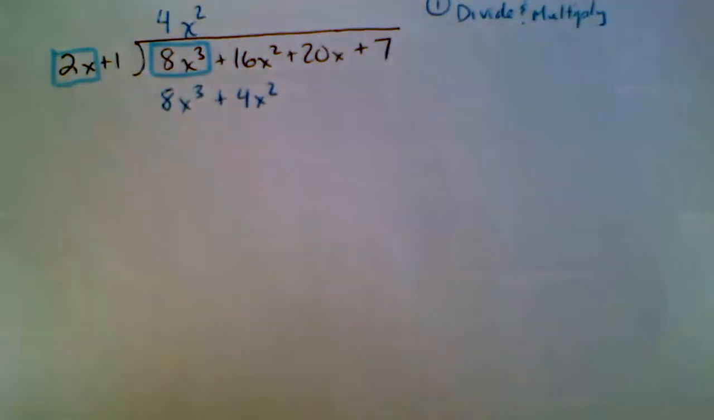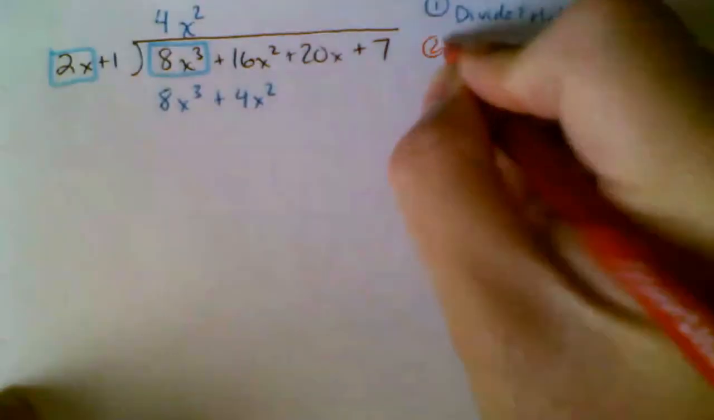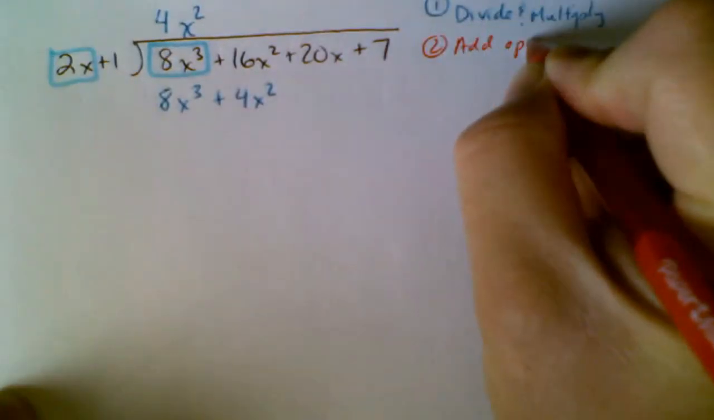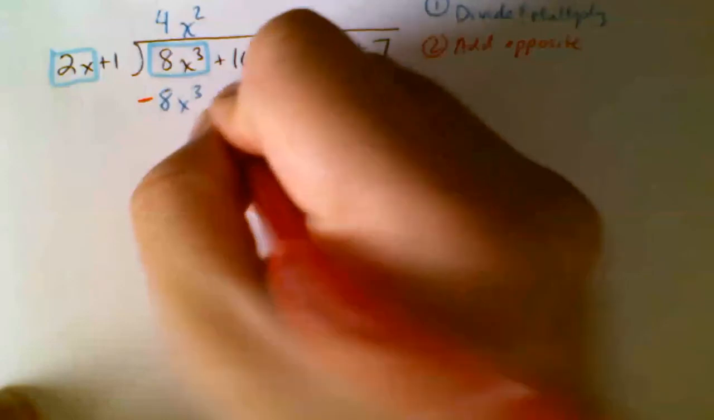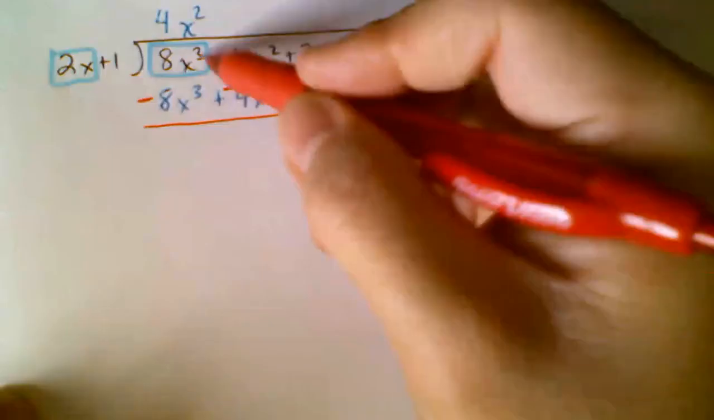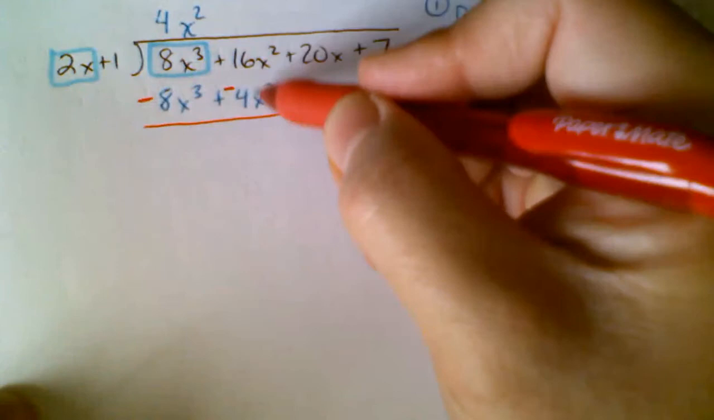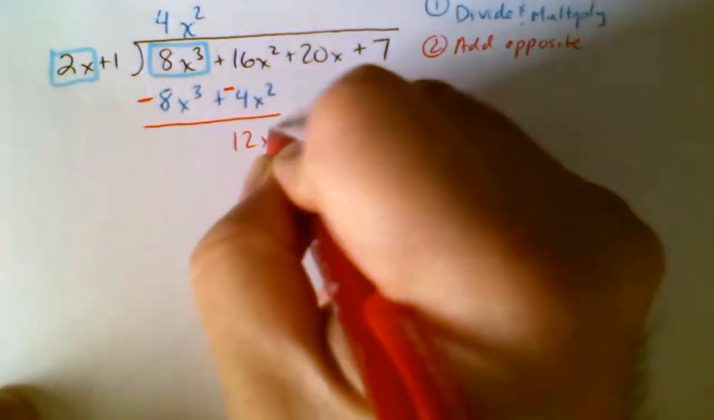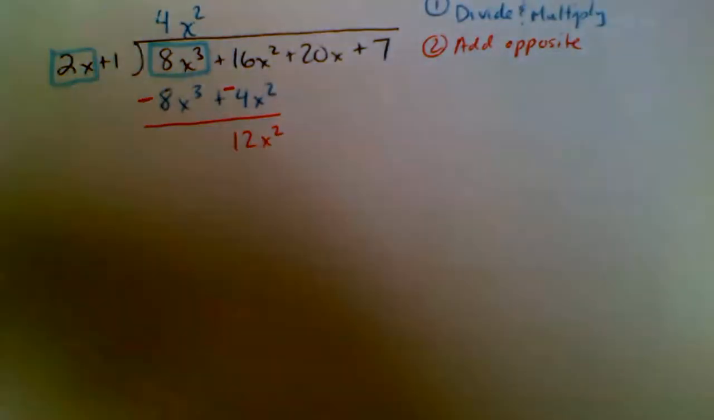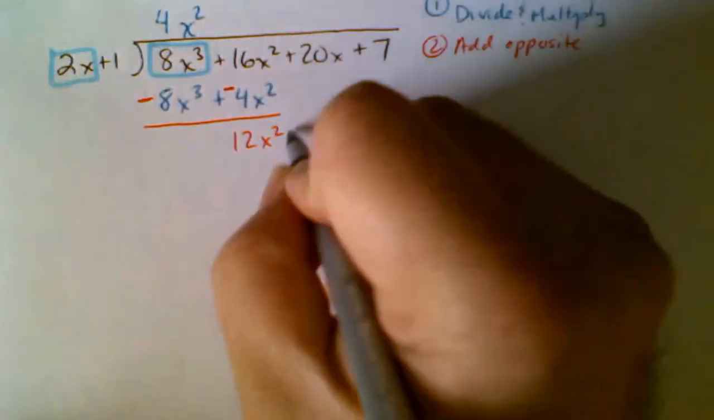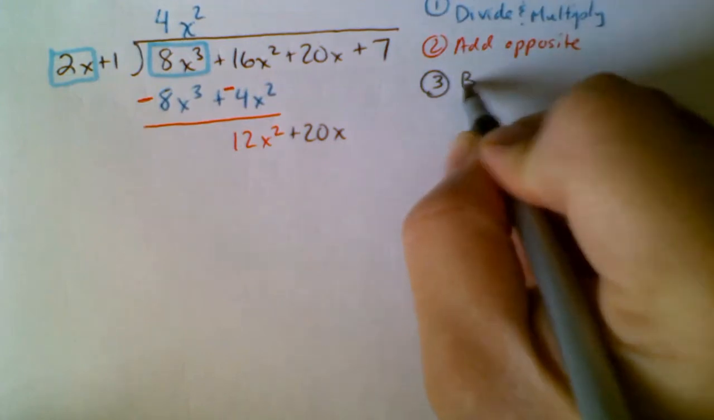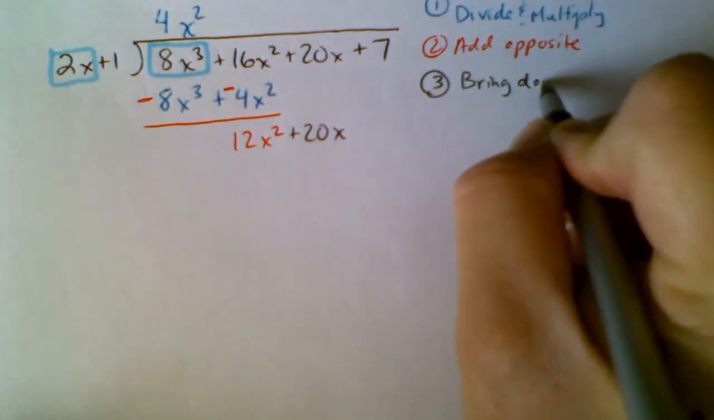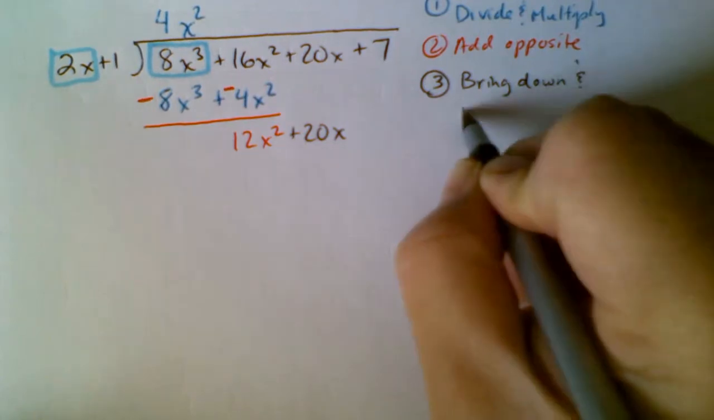And then our second step is to add the opposite. So here, this positive 8 will become a negative 8. This positive 4 will become a negative 4. And when we add these, that's 0. When we add this, this is 12x to the second. Then we'll bring down the positive 20x next. So our third step is to bring down and repeat until done.